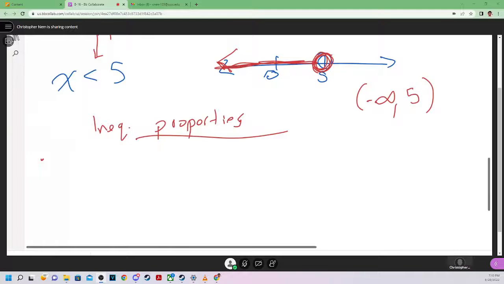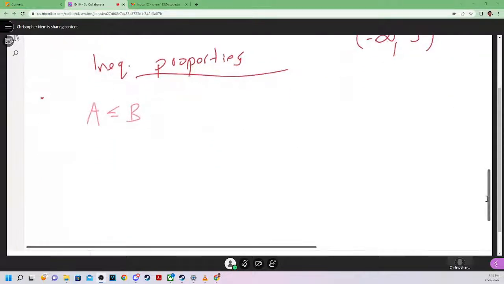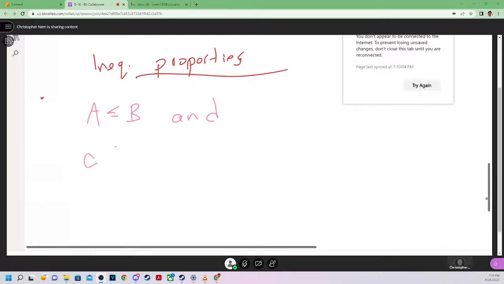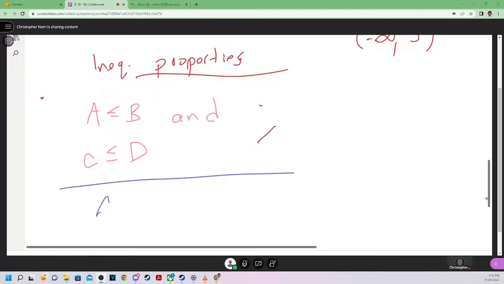I want to do the addition one. So let's say we have A is less than B as an inequality, and C is less than D. Actually, this is more clear if I write it this way. If you notice, these are both going in the same direction. A is less than B, C is less than D, which means I can actually add these two inequalities together. I can turn this into A plus C is less than or equal to B plus D.